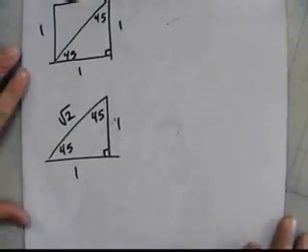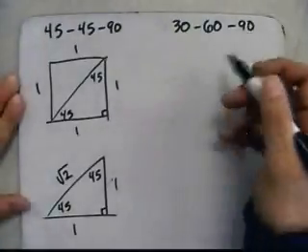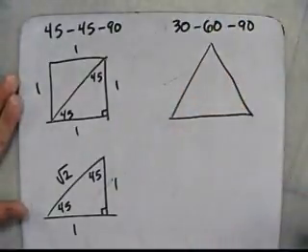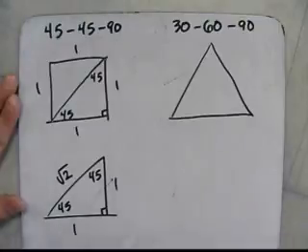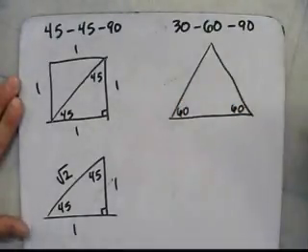The other one is a 30-60-90. Okay, this one's a little tougher to get. The square is pretty easy. Just take a square, cut it in half, call it good. Now the 30-60-90 actually comes from an equilateral triangle, which looks like this. And in an equilateral, we know all those angles are the same. So I know this is 60, and this is 60, and that top one's 60.